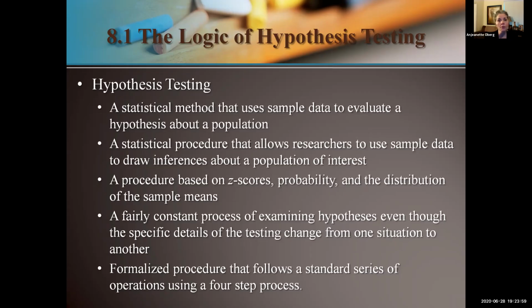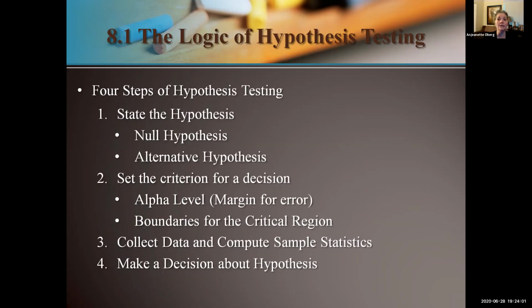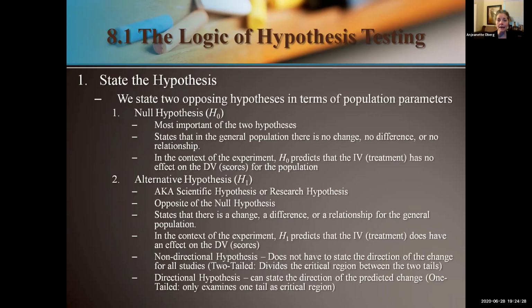It's a very formalized process, much like the scientific method, right? It's a very formalized step-by-step, these are the things that you do. So here are our 4 steps of hypothesis testing. We're going to state the hypothesis, we're going to set the criterion for a decision, and we're going to collect the data and compute our statistic. So we're going to run that analysis, and part of that is figuring out what analysis I need to run, right? And then finally, we're going to make a decision.